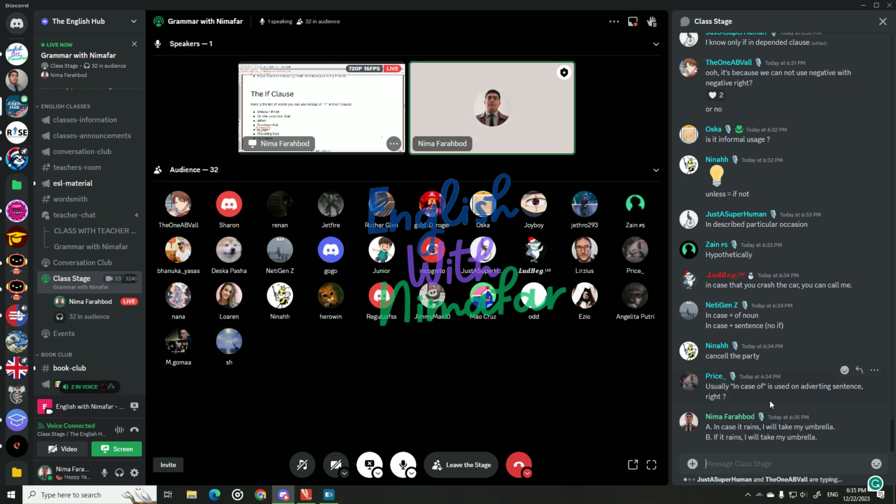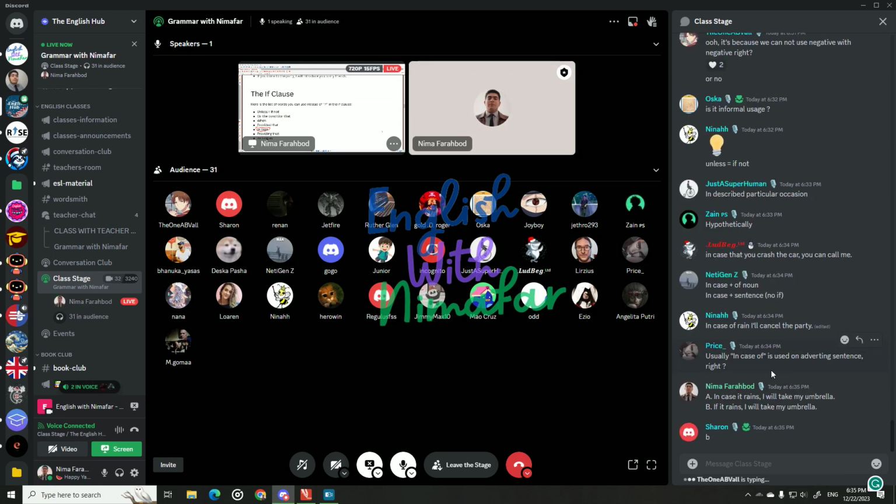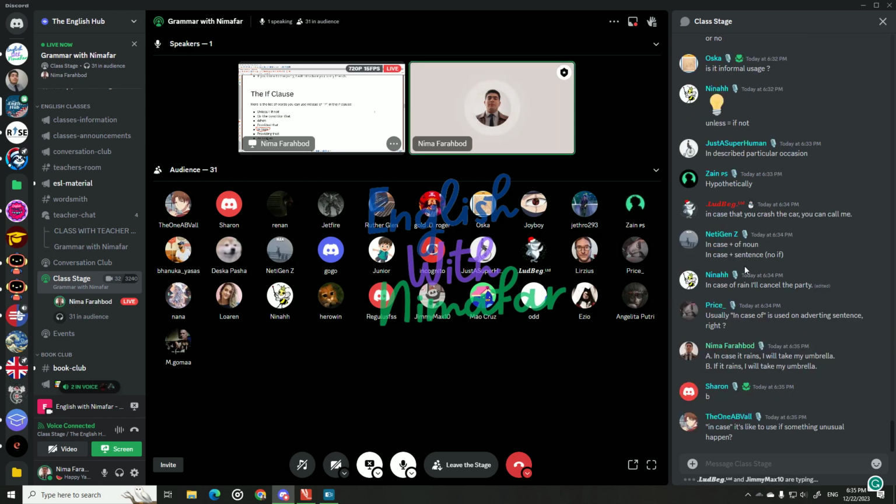Usually, in case of is used on adverse sentences, right? Yeah, as for example, in case of rain, in case of fire. Yes, Nina. But I'm talking about in case, not in case of. In case you crash. We can actually omit that, it's optional. In case that you crash, or in case you crash the car, you can call me. In case of a noun, in case of a sentence.